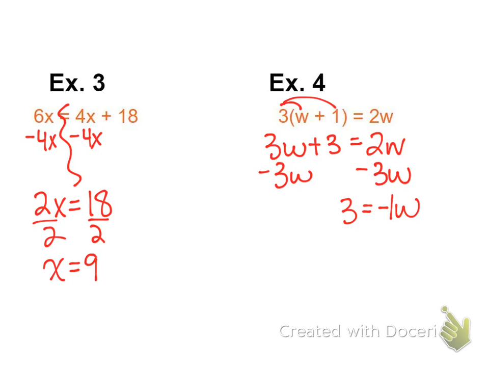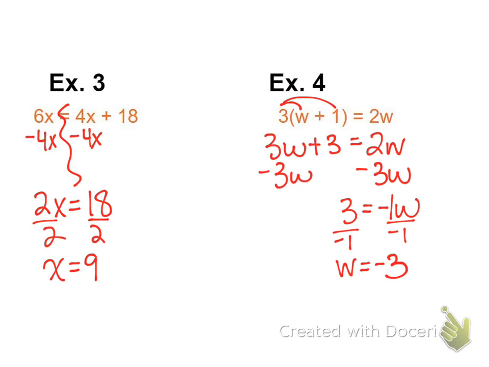If you want to put the 1 in front of the W, you can. You do not have to. Divide both sides by a negative 1. And what do we get for W? W equals negative 3. We got a positive 3 divided by a negative 1. Our answer is negative 3.